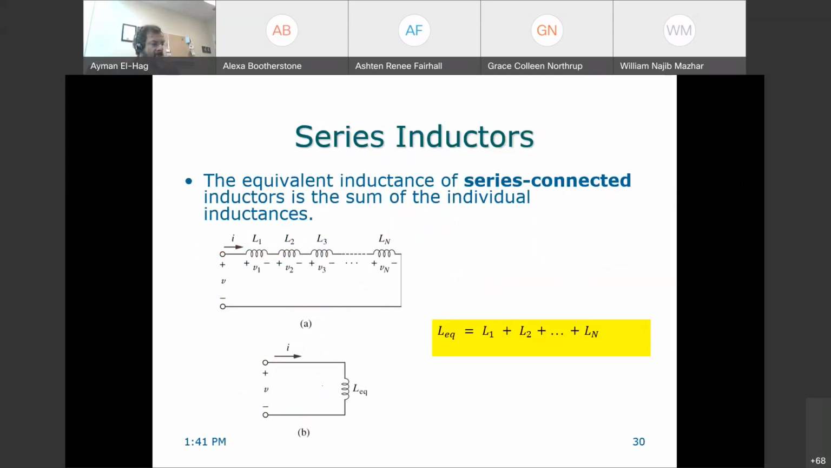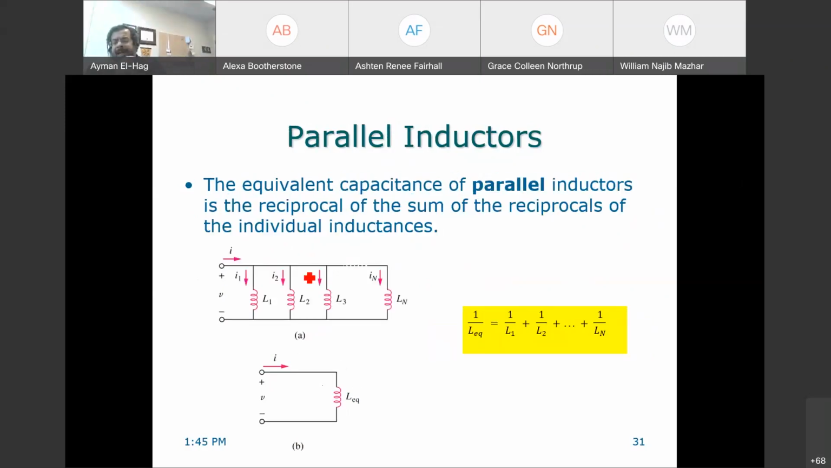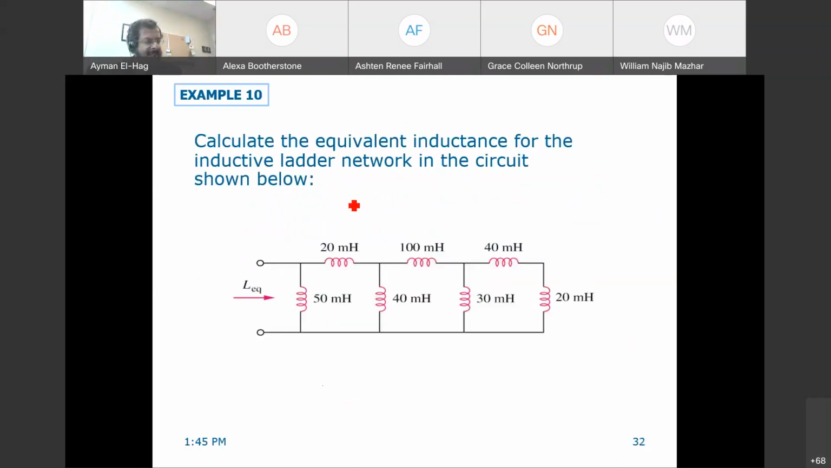Now, the last thing that we want to do with inductors is inductors in series and inductors in parallel, same as the capacitors. When the inductors are in series, you add them. So the inductors behave like resistors. When they are in parallel, 1 over L equivalent equals 1 over L1 plus 1 over L2, etc. The opposite is true for capacitors. This is how you handle parallel and series inductors. So let's see this nice example.